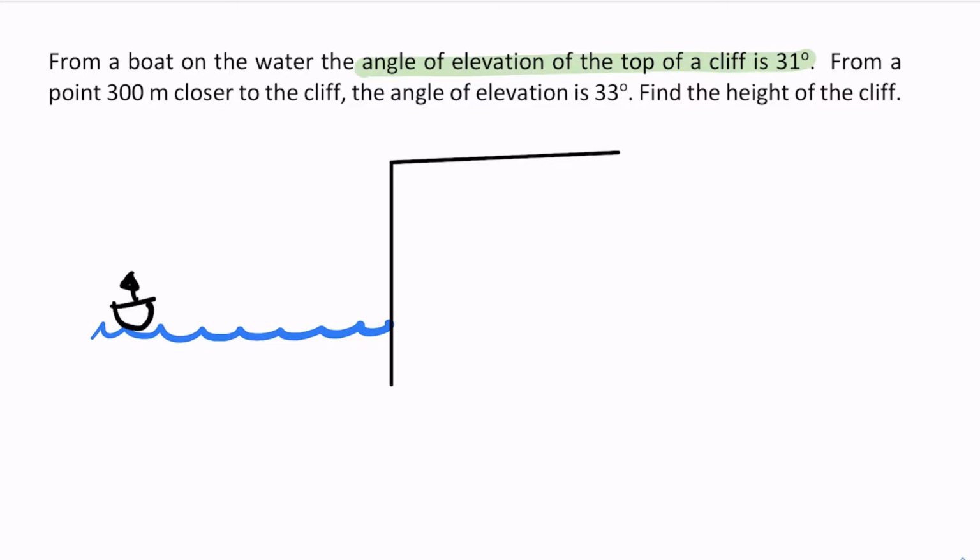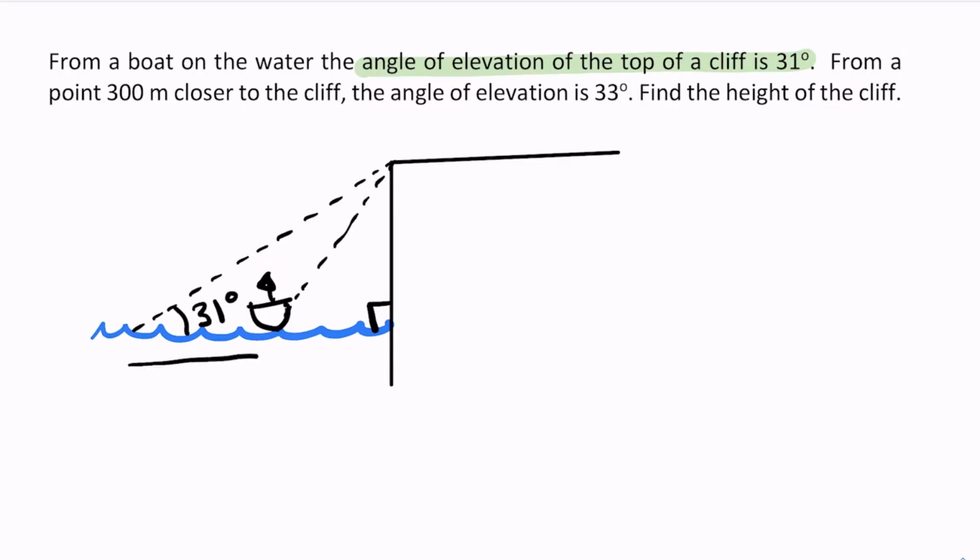So the boat being down here, if it were to look to the top, and I'll do a broken line, something like this. And again, it's relative to the meeting point with the water. That would be 31 degrees. Now the boat moves closer, so you can think of this as coming closer, and it comes over here. How far exactly? Well, it says that it's 300 meters closer. So from here to here, we have 300 meters.